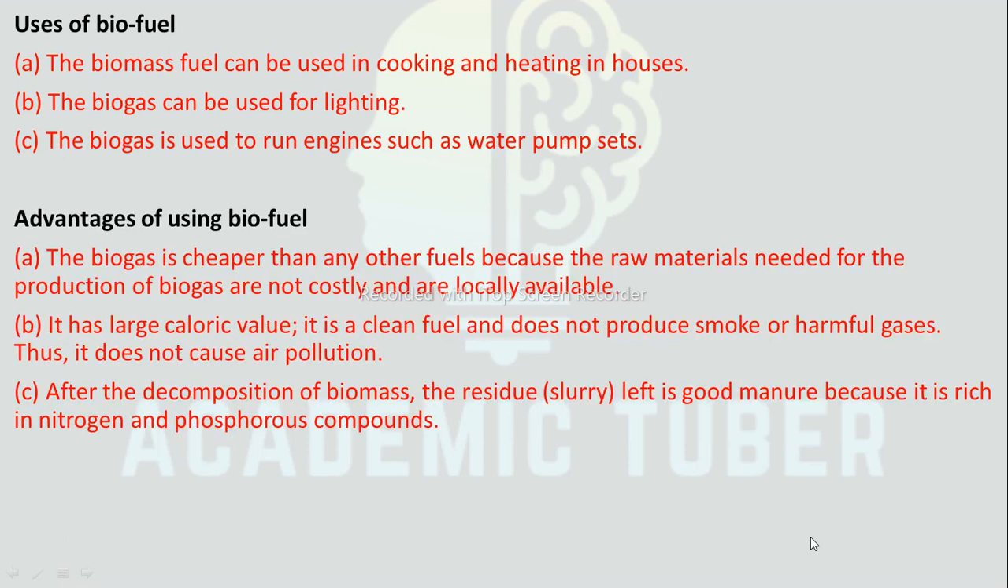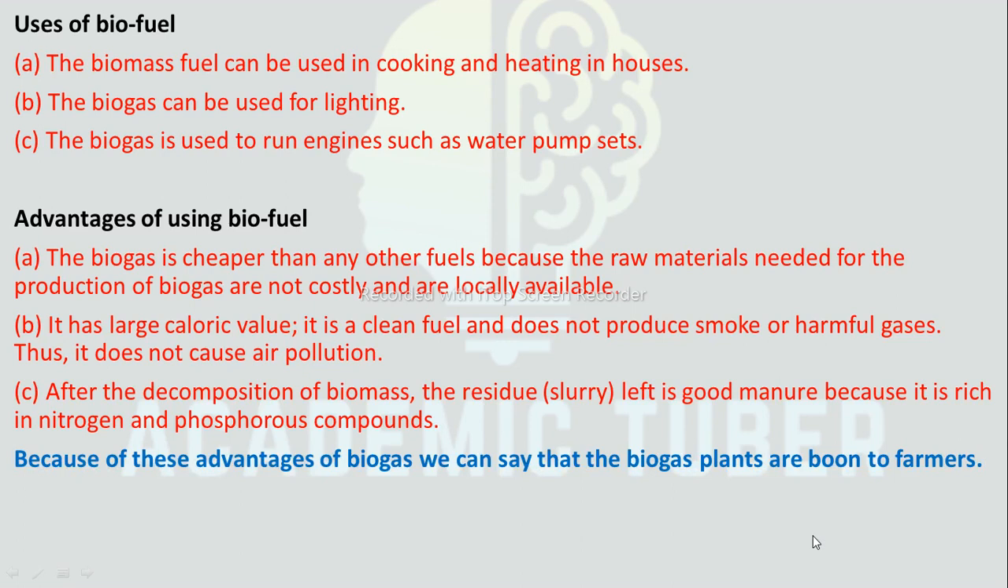Advantages of using biofuel. Biofuel is cheaper than other fuel because the raw materials needed for the production of biogas are not costly and are locally available. It has high caloric value. It is a clean fuel and does not produce smoke or harmful gases, thus it does not cause air pollution. After the decomposition of biomass, the residue, slurry, left is good manure because it is rich in nitrogen and phosphorus compounds. Because of these advantages of biogas, we can say that biogas plants are a boon to the farmers.